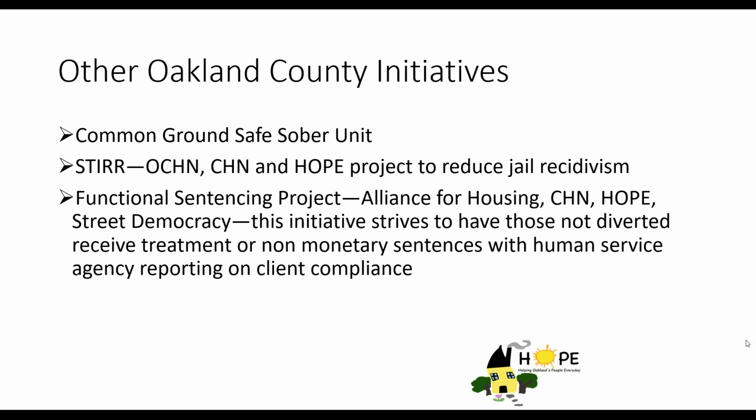A lot of times the situations were because they were homeless or were perpetuated by homelessness. So it helps to hopefully reduce the cycle of homelessness.